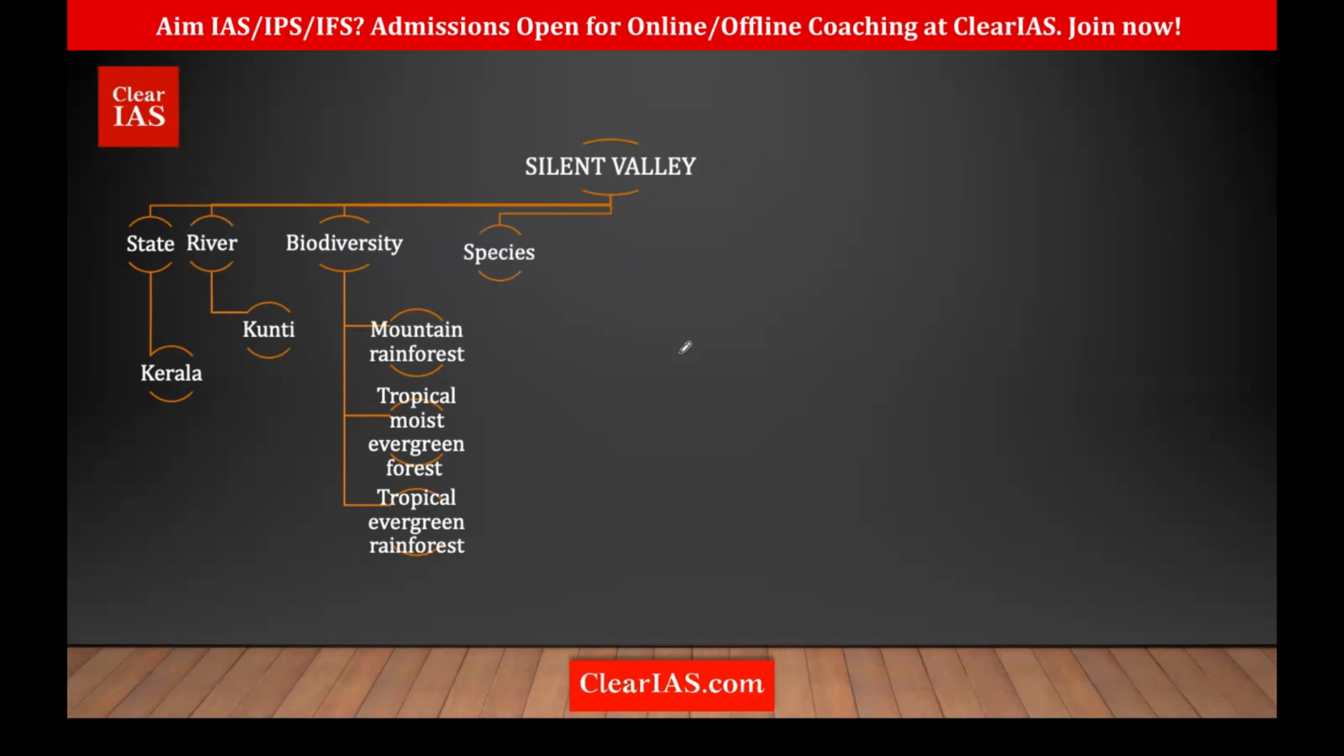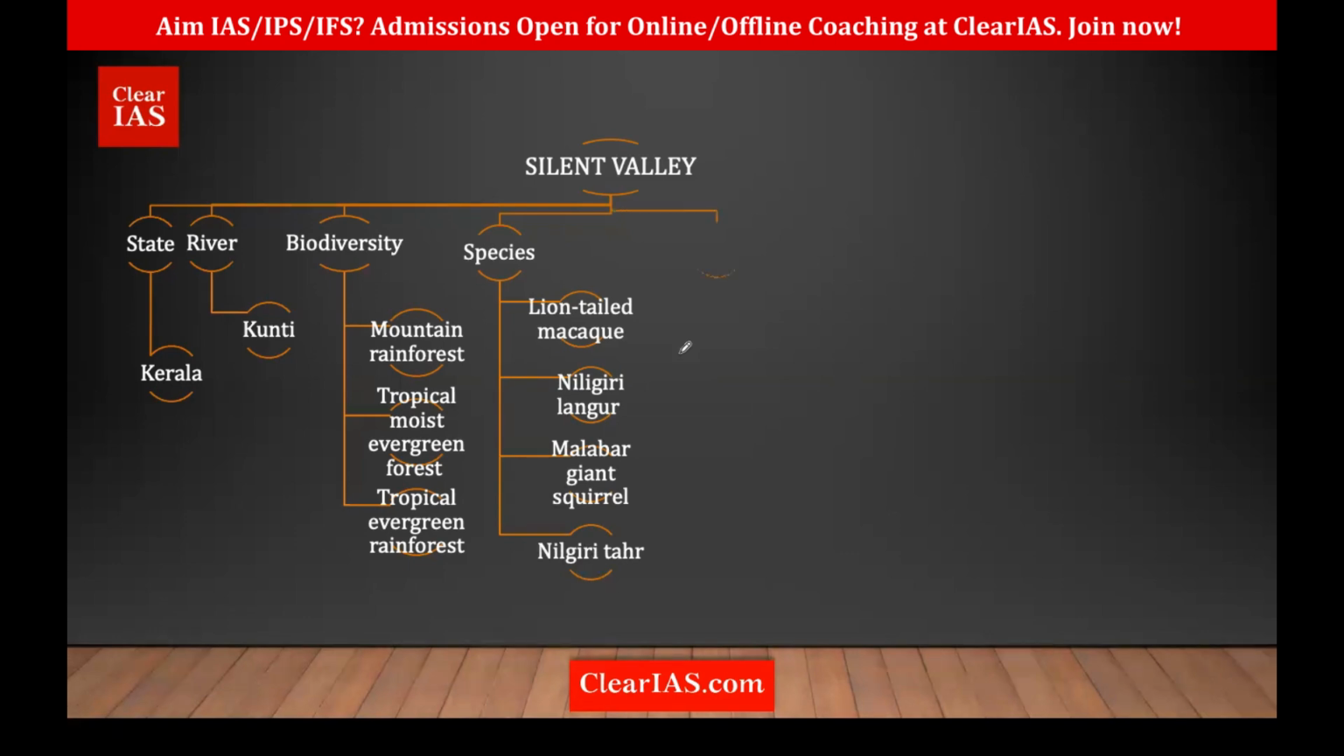So what kind of species is found here? All the unique species of Nilgiris would be found here, especially the lion-tailed macaque. This is the most significant and distinct species found in the Silent Valley. That is the lion-tailed macaque. Okay. And apart from this, there is Nilgiri langur, Malabar giant squirrel, as well as the Nilgiri tahr. Okay, it's a goat species, Nilgiri tahr. These are found where? In Silent Valley.